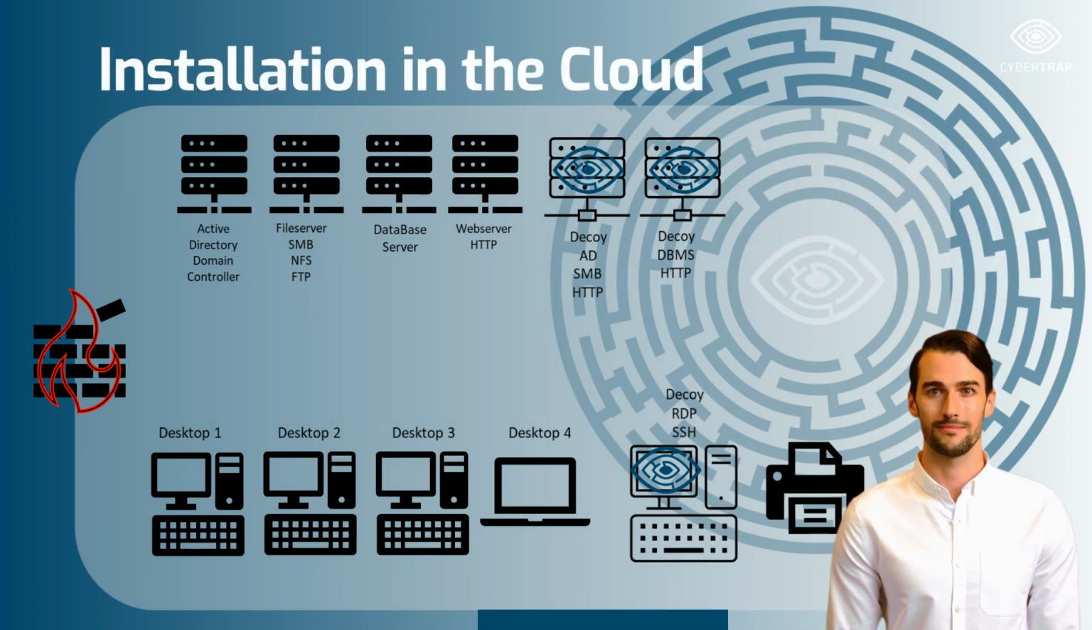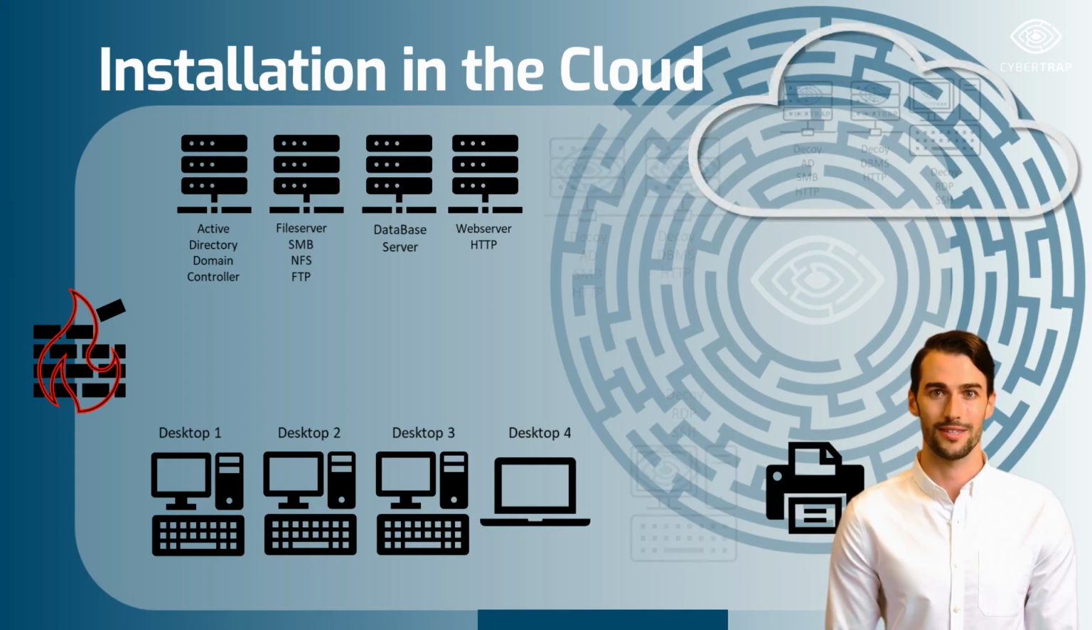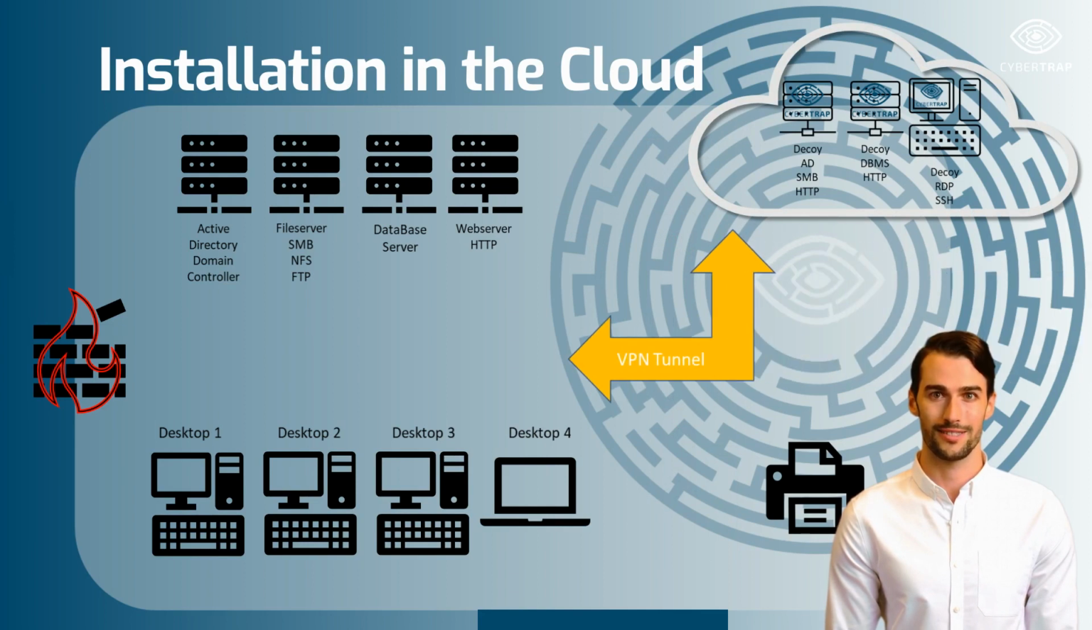Cloud first. Let's start with the installation of CyberTrap in the cloud. An environment is created in the cloud in which the decoys are installed. A VPN tunnel is needed to establish the connection into your network. Should you prefer not to operate the deception environment yourself, we can offer our managed service. Installation, operation and analysis in case of an indicator of compromise is done for you by our specialists.